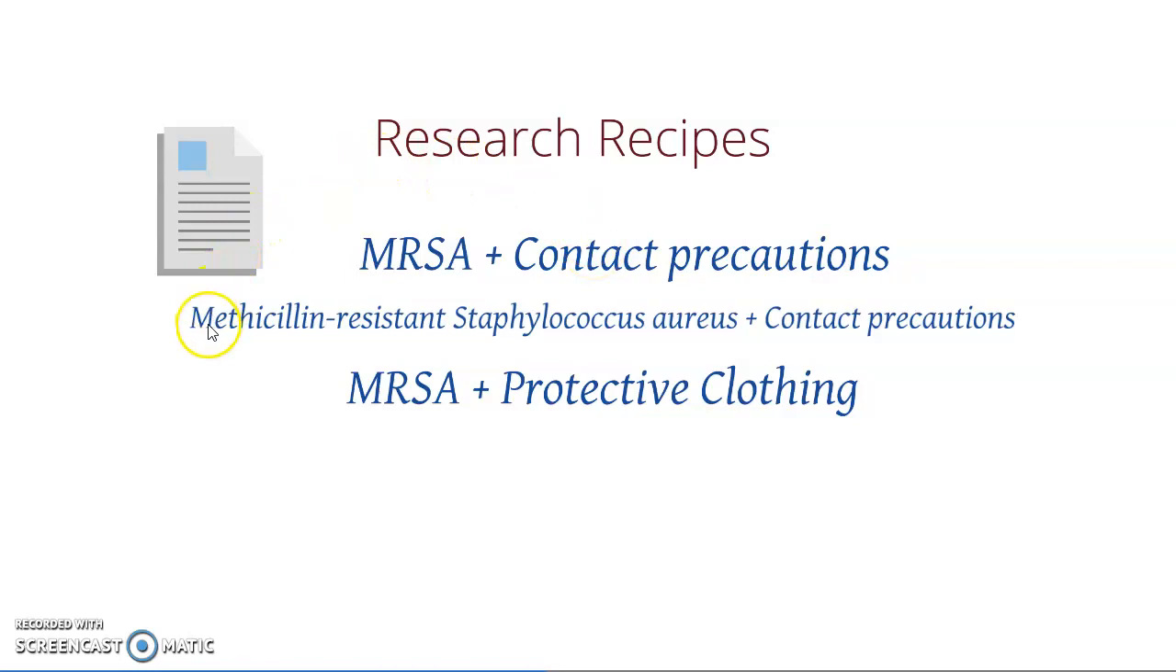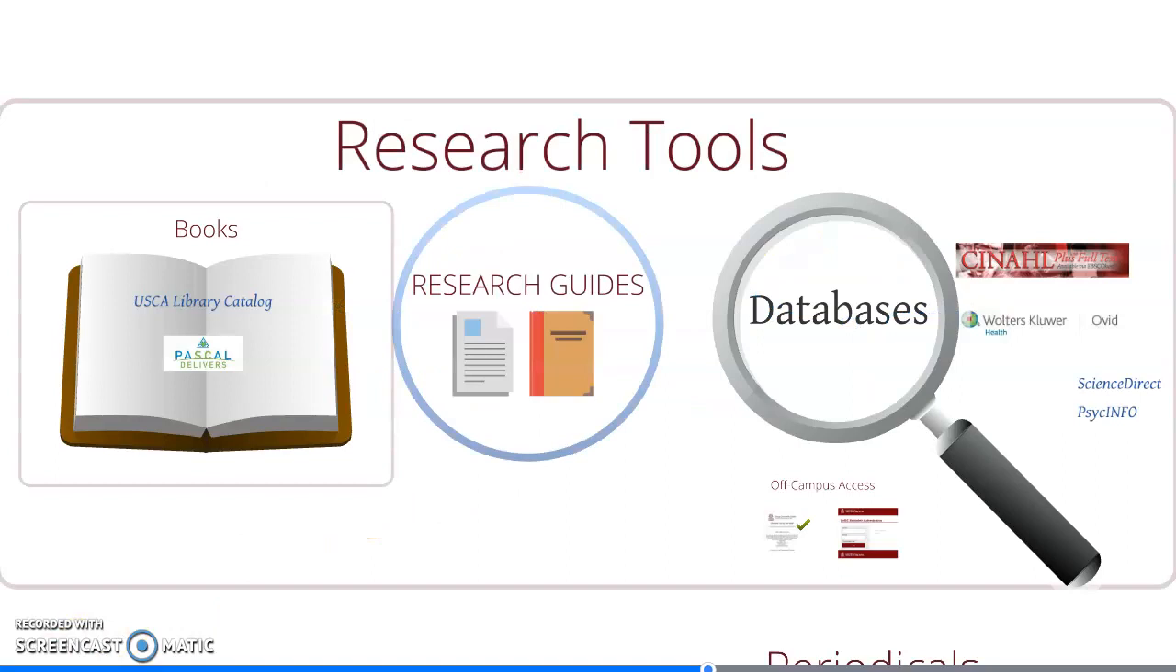I could also put the full word for MRSA in my search and contact precautions. And again, if I was finding too much with contact precautions, I might be able to even limit myself down and look for MRSA and protective clothing. Remember to play around with your terms, and if you're struggling to find things, make sure you're reaching out for help. Now on to the library resources.